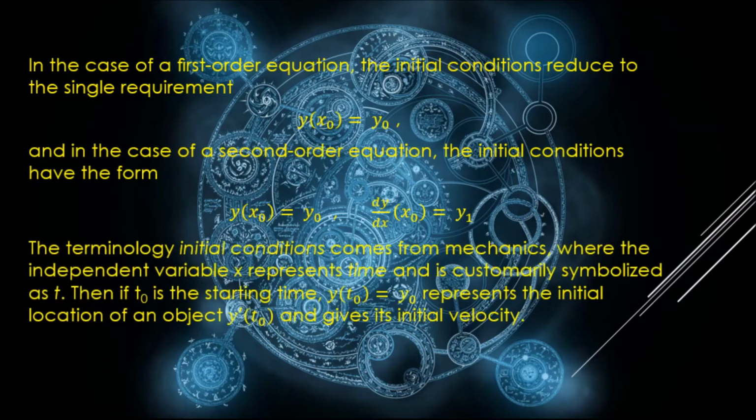y sub 1. The terminology initial conditions comes from mechanics, where the independent variable x represents time and is customarily symbolized as t. Then if t sub 0 is the starting time, y of t sub 0 equal to y sub 0 represents the initial location of an object, and y prime of t sub 0 gives its initial velocity.